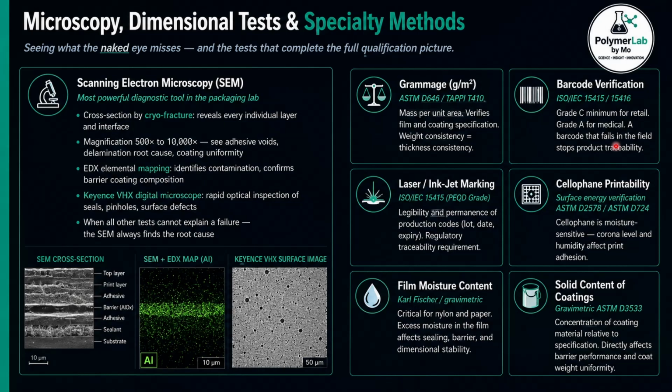A barcode that fails in the field means that the product cannot be packed and cannot be tracked through the supply chain. This is not a cosmetic problem, it is an operational and regulatory problem.